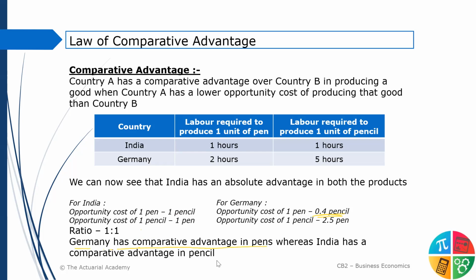Considering pencils, the cost of one pencil is just one pen for India, and the cost of one pencil is 2.5 pens, which is way higher, for Germany. That's why we can see that India has a comparative advantage in making pencils.